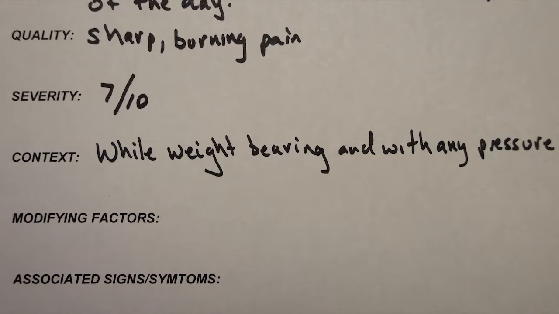Context. This refers to what is going on when they experience their symptoms, things such as while weight bearing or with increased activity, or if they move a specific way or stand a specific way. It is what they are physically doing or what is physically occurring around them when they feel their symptoms.